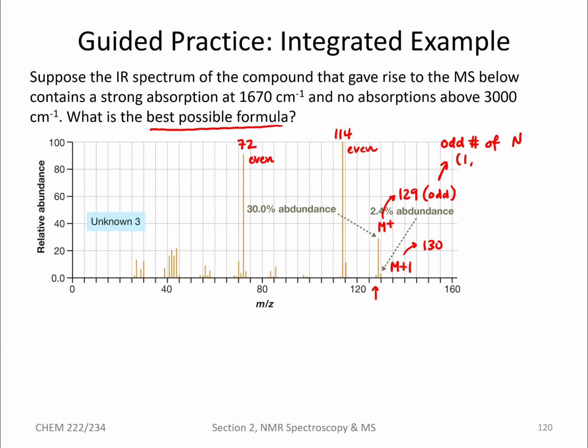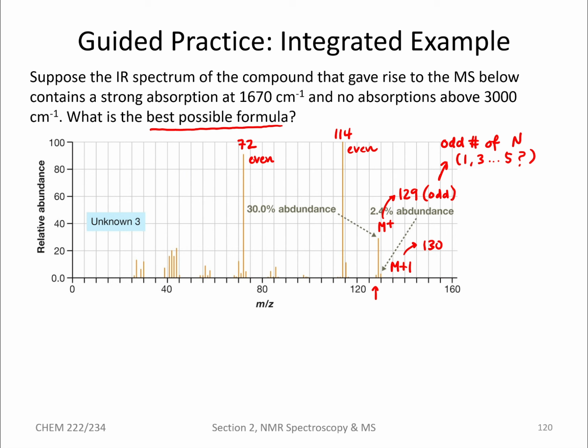So could be 1, 3, maybe even 5. That seems a bit crazy, but hey, we'll keep it in mind. All right. Second, we don't see anything interesting with respect to isotope patterns like those for chlorine, bromine, or sulfur, but we do have this small M plus 1 that probably results from C13. So we can kind of cross chlorines and bromines off our list.